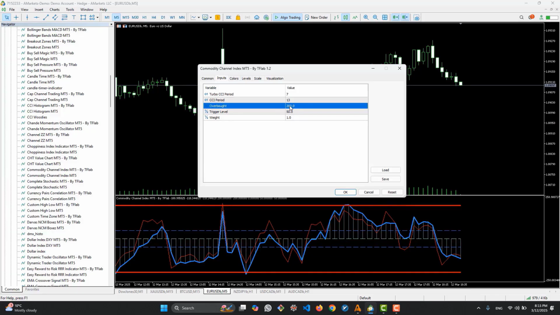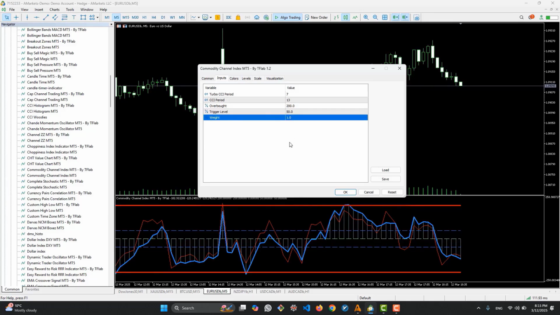For overbought, the positive of this number is considered as entry into that zone, and for oversold, the negative of this number is considered. The next option is where we specify the trigger level, where the positive is considered as the trigger level towards buy, and the negative of that number is considered as the trigger level towards sell.